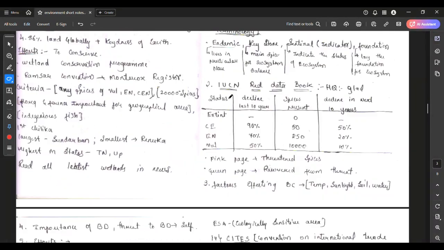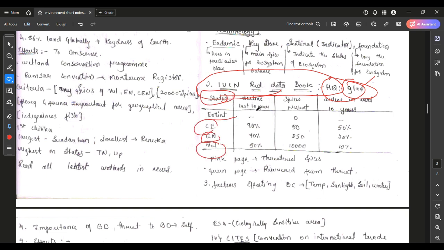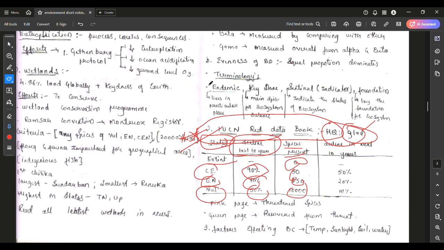I have also written about many others. You can see here the IUCN Red Book, I also wrote its headquarters located in Gland. And what is the status: critical, endangered, and vulnerable. Decline in the last 10 years: 90%, 70%, 50%. Species present now: 50, 250, 10,000. These are very important. This is asked in many examinations. You can check your previous year exams also.